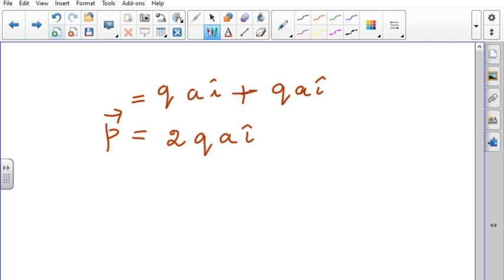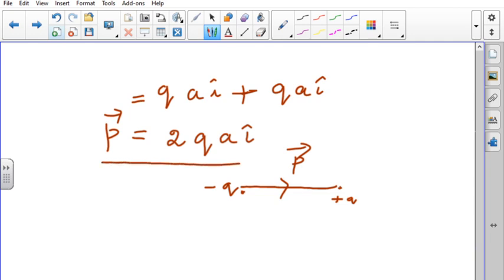Here you may observe from the diagram also that the direction is given by the line joining the two charges, and it always flows from minus Q to plus Q. It is the conventional method that we represent the electric dipole moment as flowing always from minus Q to plus Q. So this is about the direction, and this is the representation of the electric dipole moment vector.